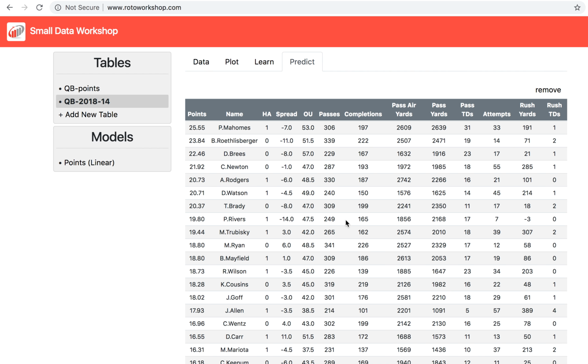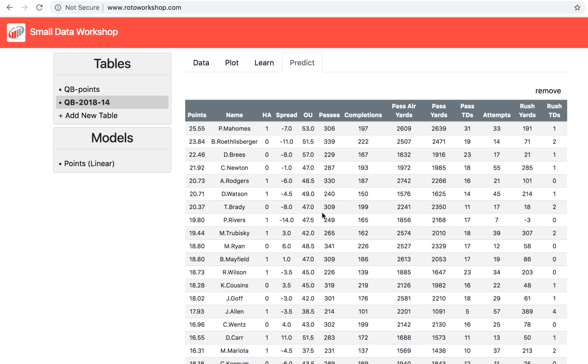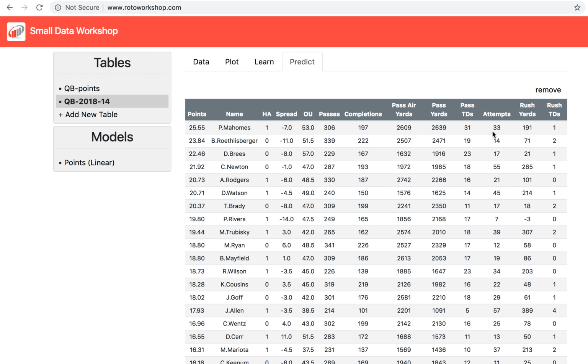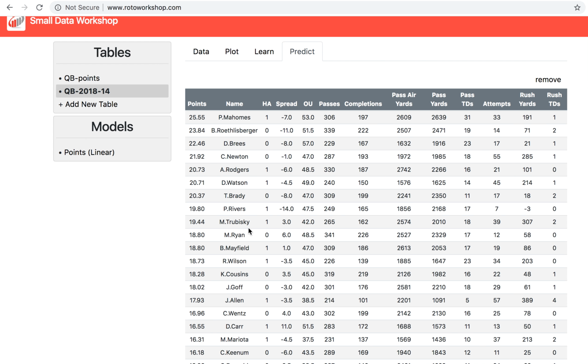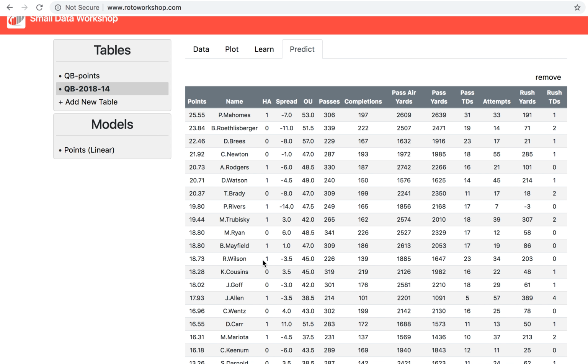So it has Patrick Mahomes at the top by quite a bit, maybe not surprising there. And then Ben Roethlisberger. You can see Patrick Mahomes has a massive over-under of 53, although actually Drew Brees is even higher. And it likes all the rushing yards from Patrick Mahomes, and of course these huge passing numbers right here. Looking through the rest of it, Drew Brees, Cam Newton, Aaron Rodgers, Deshaun Watson, Tom Brady, Philip Rivers, Mitch Trubisky, and so on. These look like pretty reasonable estimates.